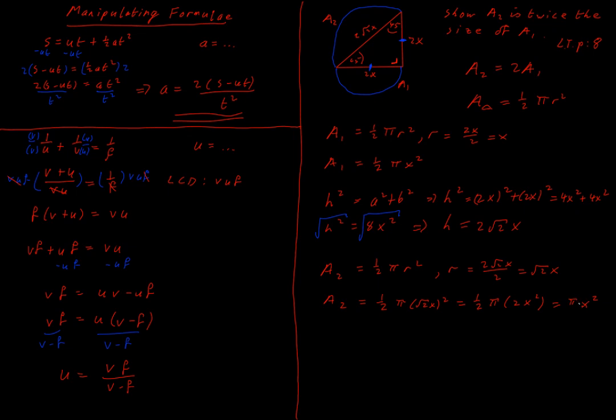So pi x squared is twice the size of a half pi x squared. Pi x squared is equal to twice a half pi x squared, therefore A2 is equal to 2 times A1, which is what I was asked to show in the question.